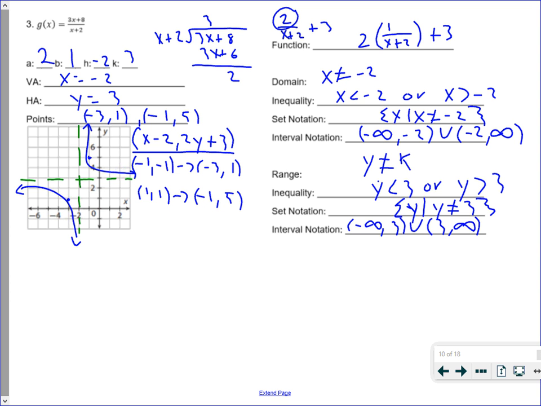And our domain is going to be every single x value other than our h, or in other words, x cannot equal -2. You can look at inequality, set notation, or interval notation on your own. And range will be the same thing. y cannot equal k, or in other words, y cannot equal 3. So you can look over the inequality, set notation, and interval notation yourself. But this is what you should have done for number 3.